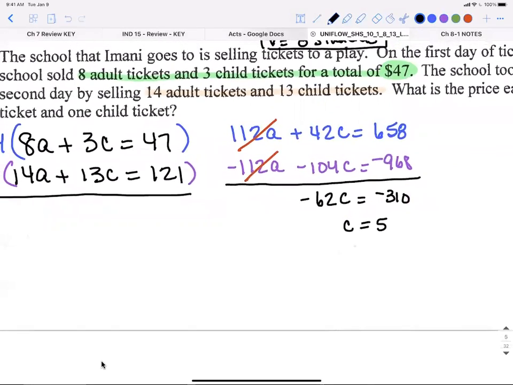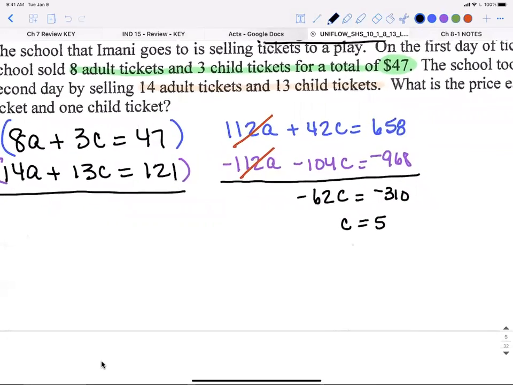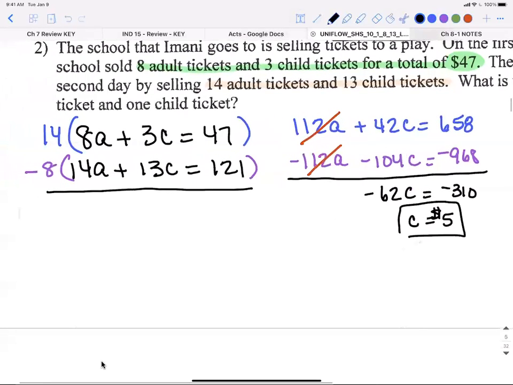Now, this was the child tickets and its cost, right? What's the price? So our answer needs to have a dollar sign. So there's half our answer. Now we're going to come back to one of these equations and we're going to plug 5 in for C. So 8A plus 3 times 5 equals 47.